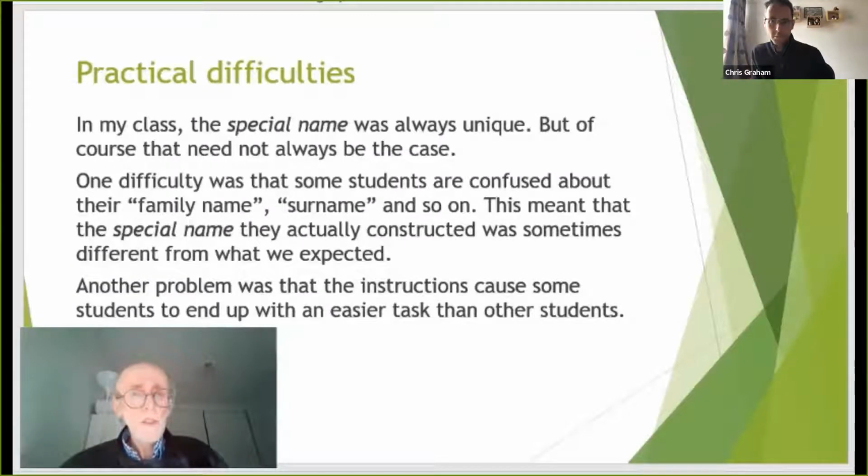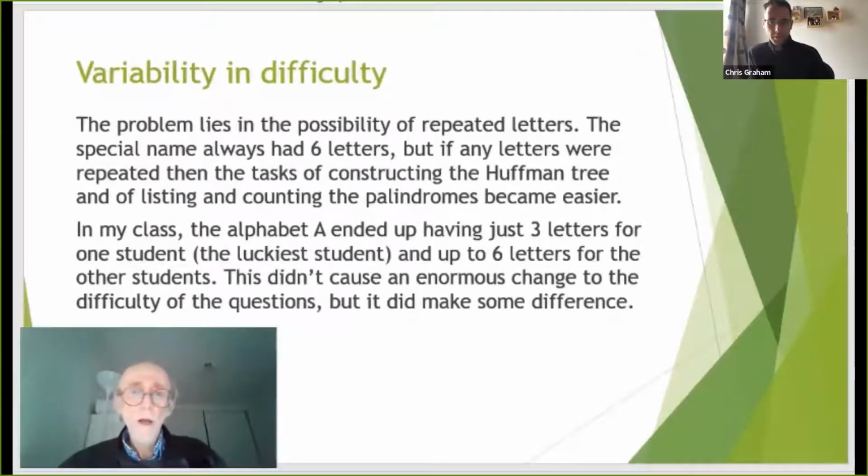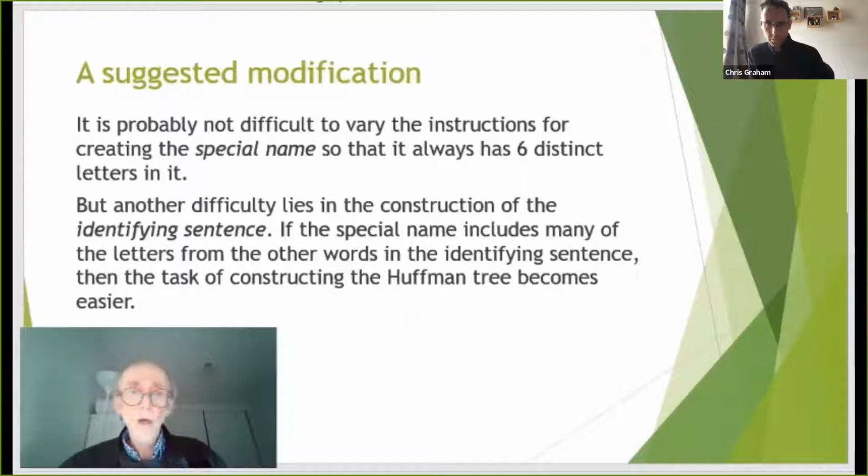The problem with that is that the special name might not always be unique, and also some students had trouble constructing it. But also, some names made the task easier for some students than others, depending on how much repetition there was in the names. If there were few letters that were repeated, that made it harder. Well, you could change the special name so that it always had 6 distinct letters.